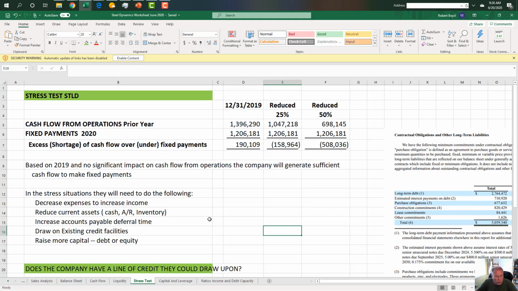What you will find is I added a page on the Steel Dynamics worksheet called Stress Test. And what we start with is, we're trying to see how the company will be able to withstand shock to its income statement, and then therefore based on its cash flow. Cash flow is used, we have to look at to cover fixed payments.